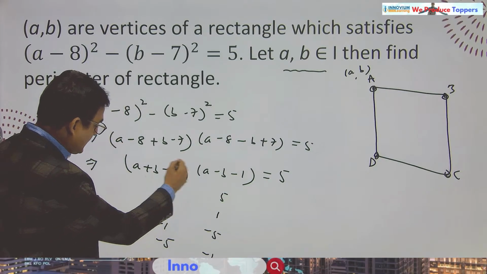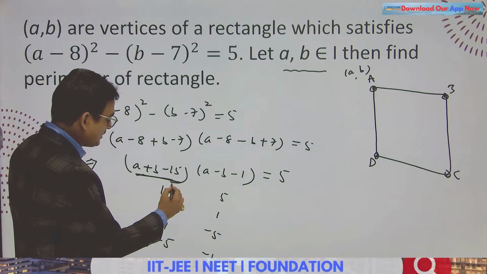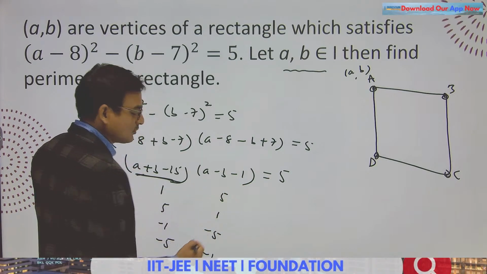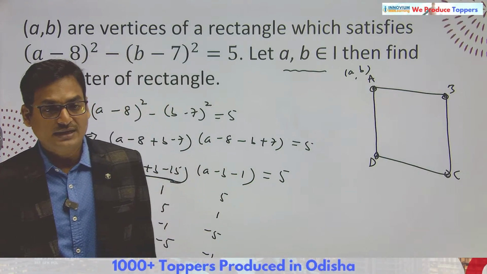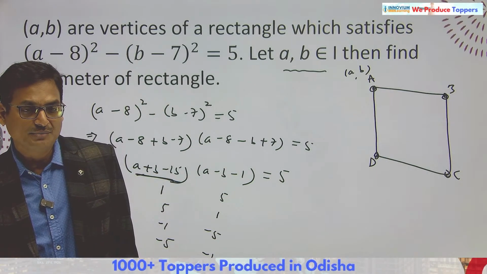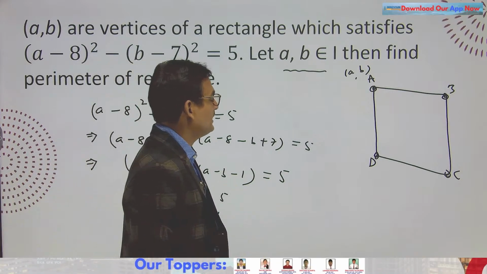Now, we can get, by equating A plus B minus 15 equal to 1 and A minus B minus 1 equal to 5, two equations in A and B. We can solve those equations to find different values of A and B. And here it is given A, B are integers.